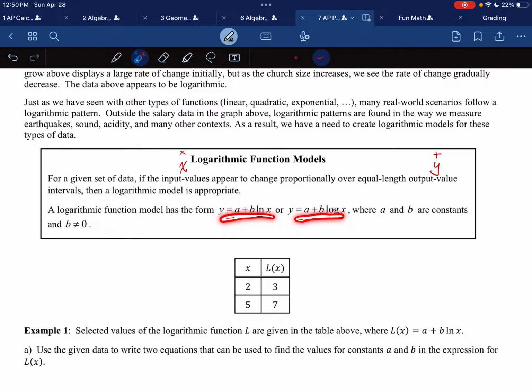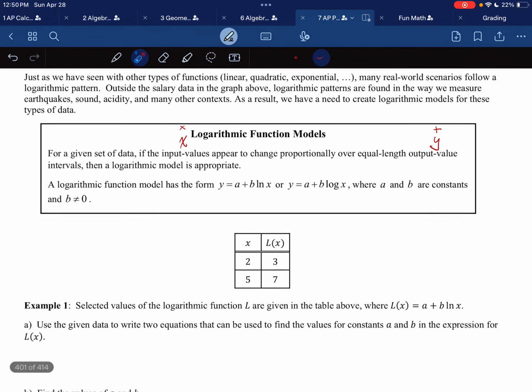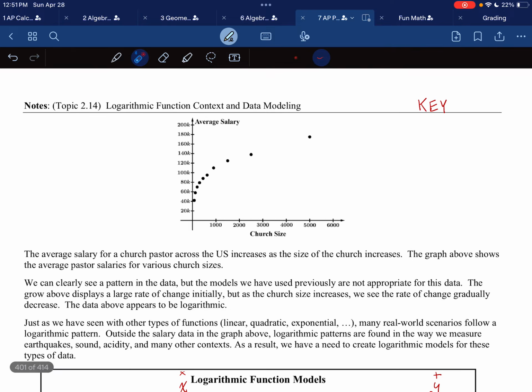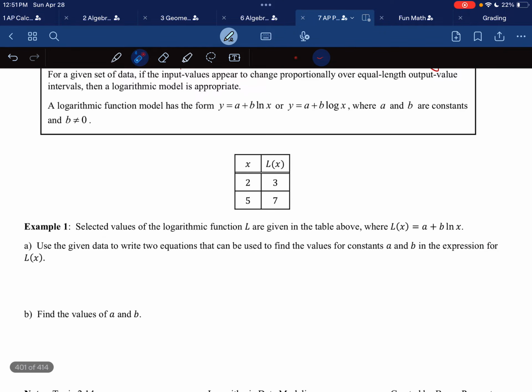So we have these two forms for a logarithmic equation. It's either going to be a natural log or a log base 10, it appears. So they don't have any other bases besides base e and base 10 for the modeling of this unit, this topic 2.4. Only two bases that we have to worry about. Excellent. All right, so what do we have?